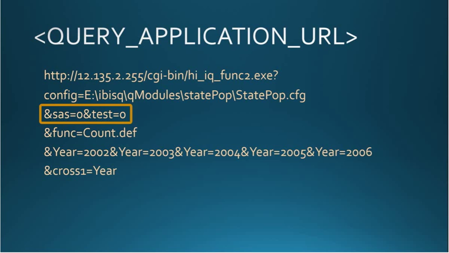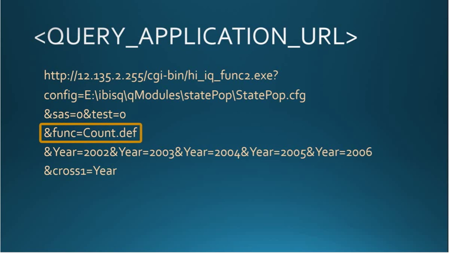SAS equals 1 requests the SAS program to be returned, the program that IBIS-q wrote. SAS equals 2 requests the log file from running that program. 3 requests the SAS output from running that program. And 4 requests the final TMP SAS data file that SAS returns to IBIS-q. The test parameter values are 1 through 9, and they summarize information that IBIS-q is using from the query application URL, then the config, and the .def files.